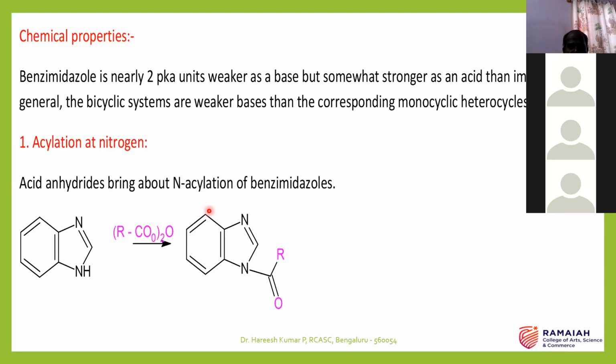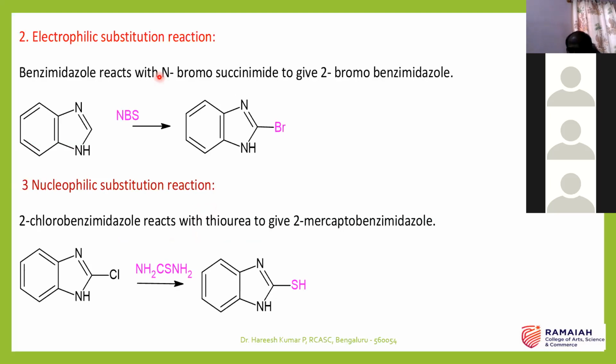So with this, I will go to the next. We can also say that this is N-acylation. We'll go for the next chemical reaction. The next chemical reaction is electrophilic substitution reaction. I think you are aware of NBS. NBS is N-bromosuccinimide. It will act as a source of Br plus. And you know that NBS is used for what you call allylic bromination.